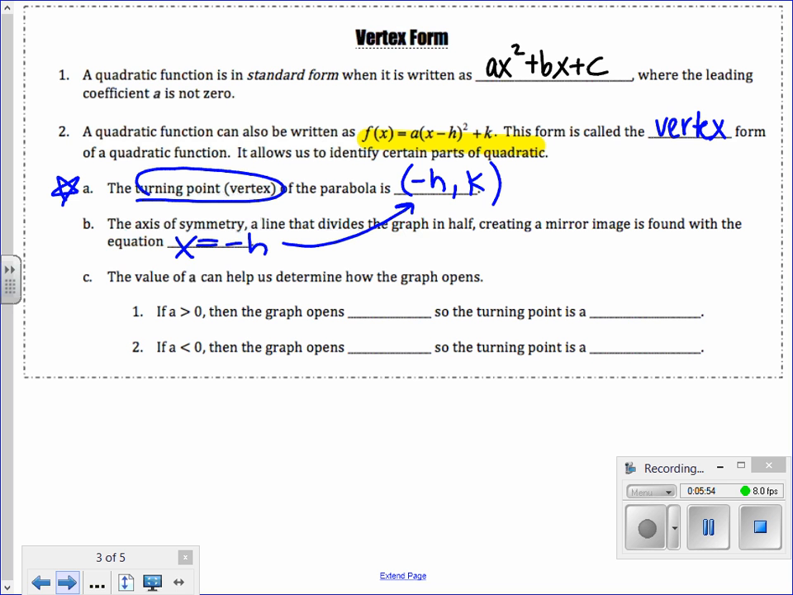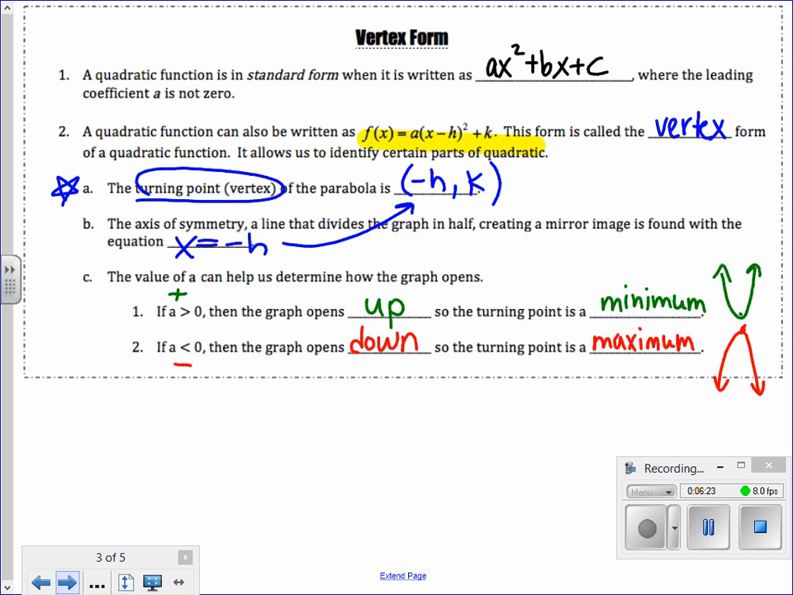And just like in standard form, if a is greater than 0, that means it's positive, the graph is going to open up. When my graph opens up, my vertex is a minimum. If a is less than 0, meaning if a is negative, the graph opens down. So the turning point when you open down is a maximum.